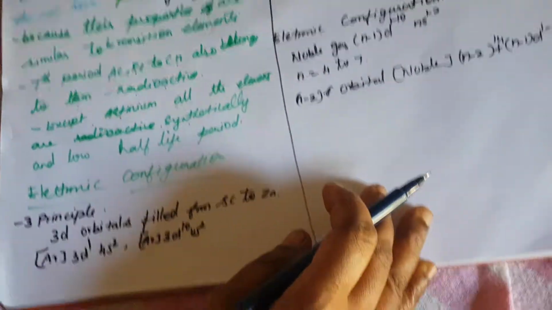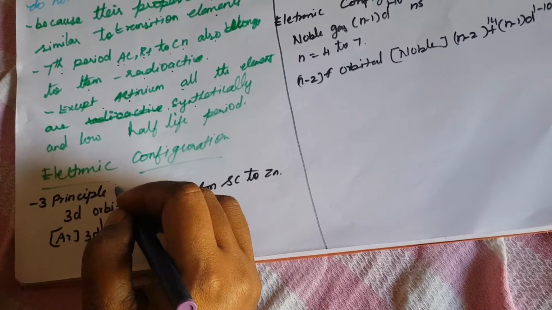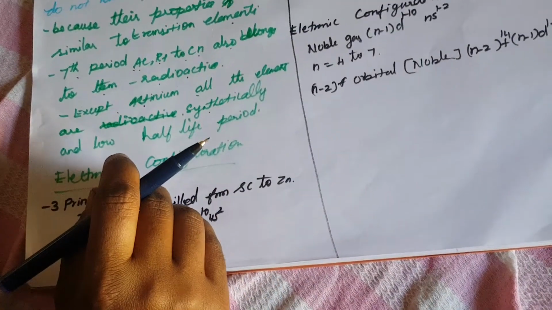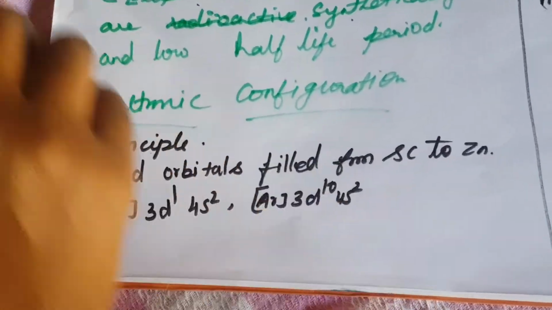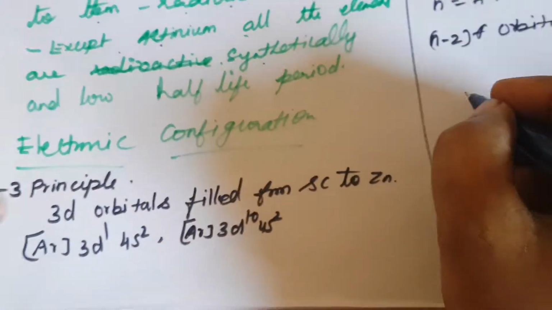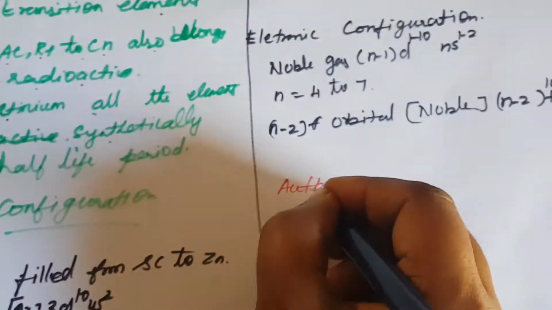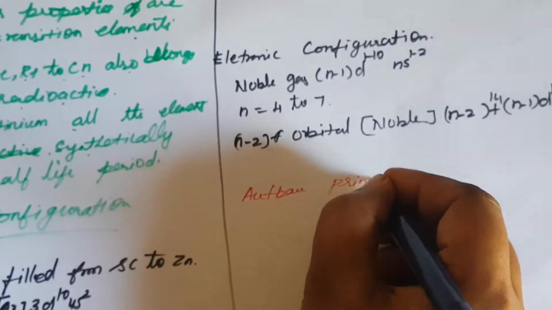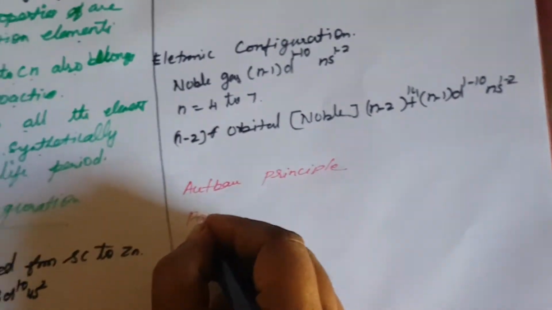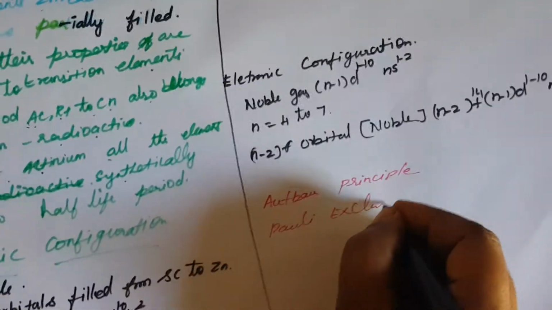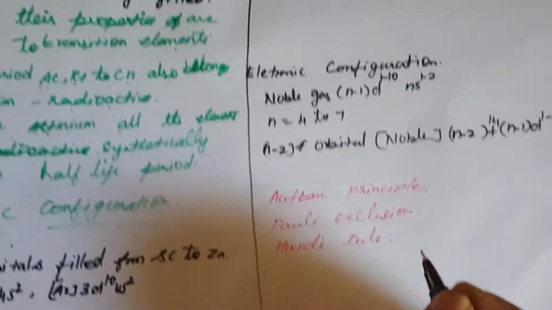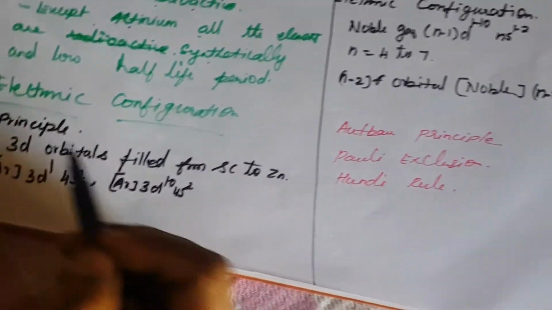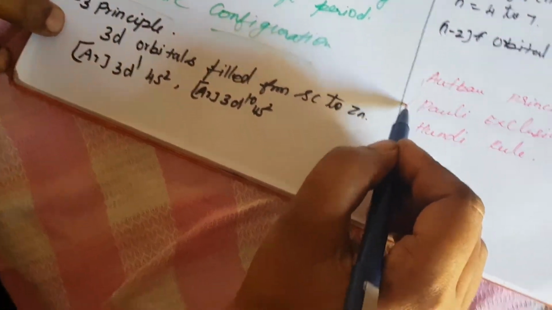So next one is electronic configuration. In the previous 11th standard we studied the electronic configuration, how the orbitals are filled. What are the three principles? Everyone knows: the Aufbau principle, the Pauli exclusion principle, and Hund's rule. These are the principles used to fill the orbitals in the electronic configuration.